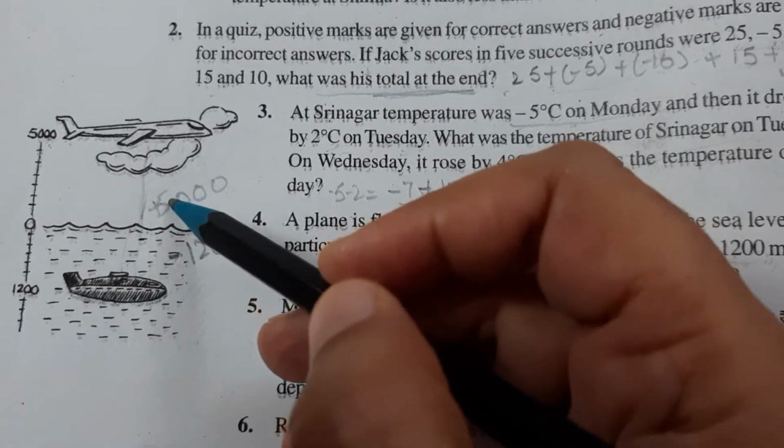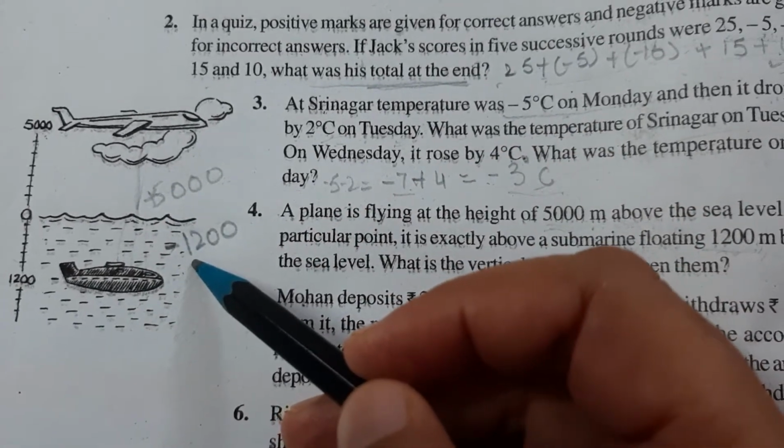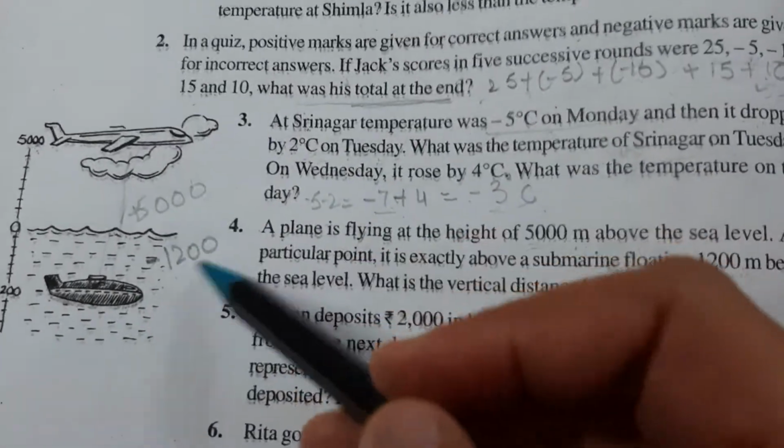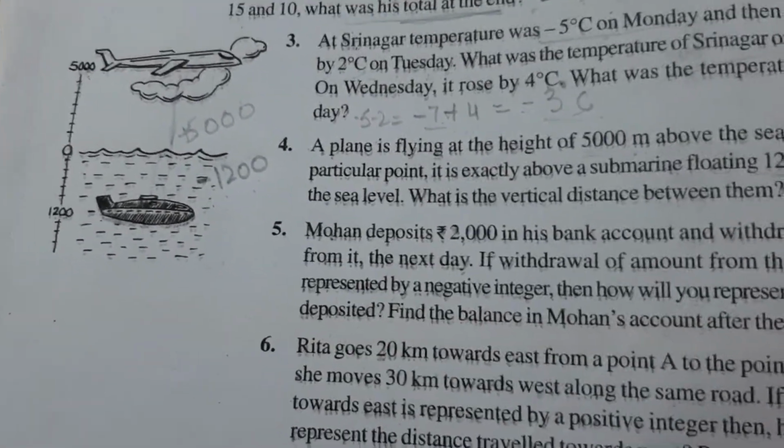So this is plus 5000, this is minus 1200. You can easily solve it. It means both terms will be subtracted.